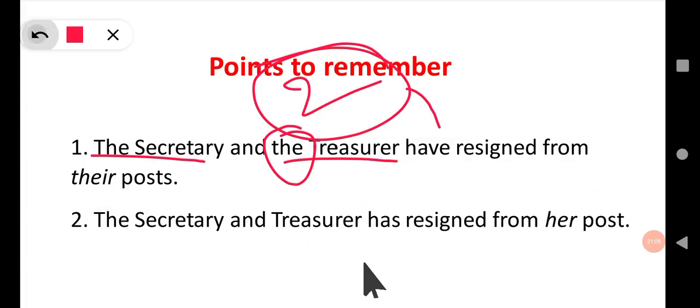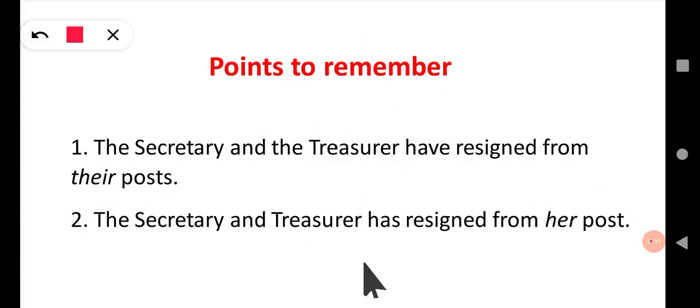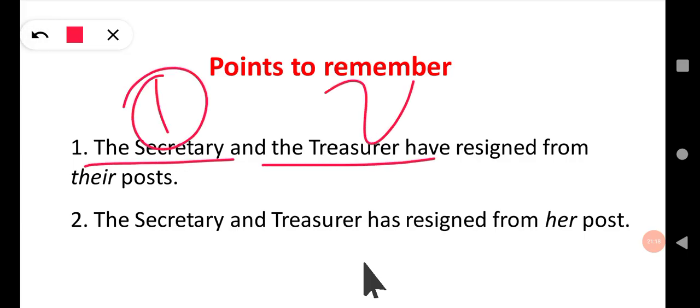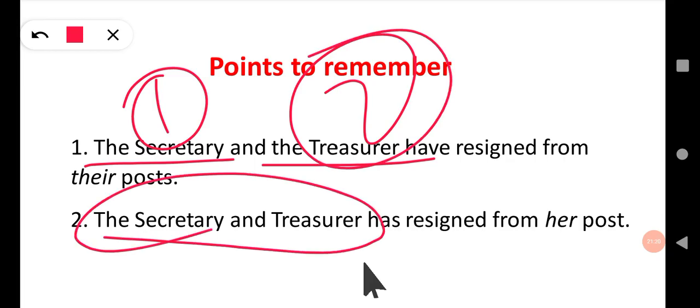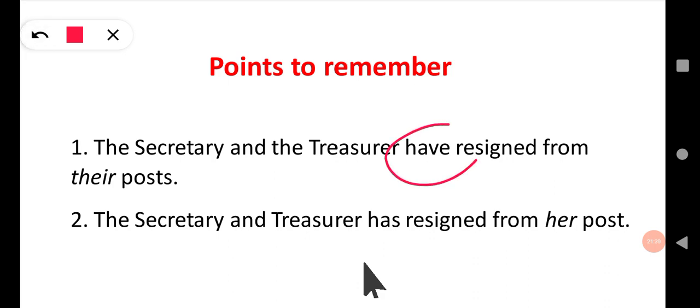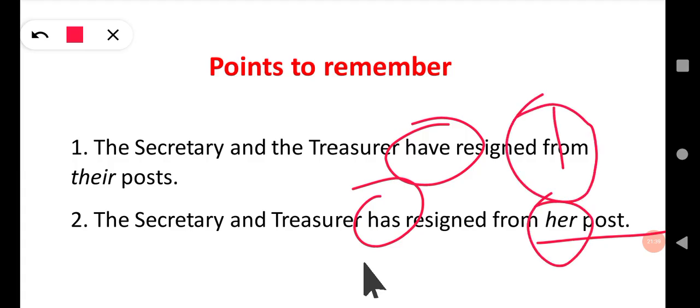So when you separate them using the, that becomes plural here. The secretary and the treasurer, that means person 1 and person 2. But here, the secretary and treasurer together is only one person because there is no the in this case. So here it is a plural helping verb, and in the second statement it is a singular helping verb. And also in the second statement you can see at the end it is her post, not their post. Her is singular again. So that is how you identify the statements.